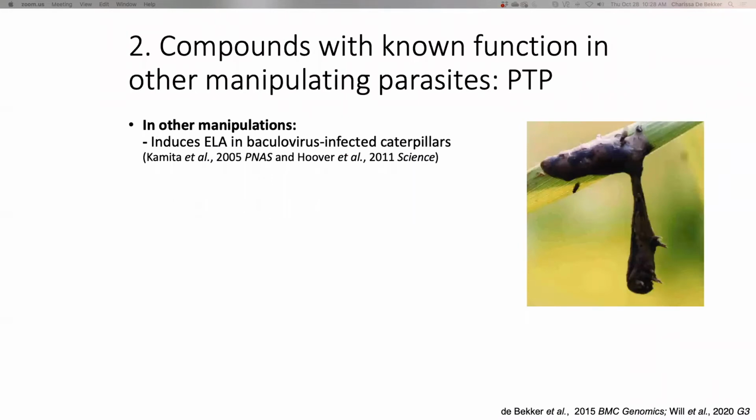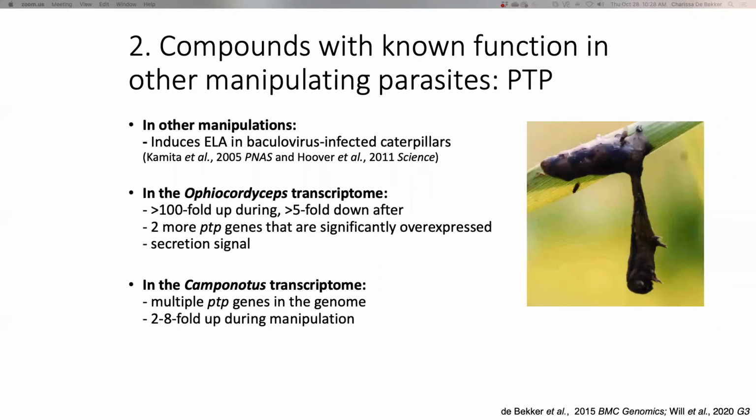To give you an example of a compound that has a known function in other manipulating parasites, PTP, for instance. So this actually has been studied for that baculovirus that I mentioned before that infects caterpillars and causes summit disease there. What has been studied there is that actually this gene is important for enhanced locomotion activity in those caterpillars, which we normally only see during metamorphosis.